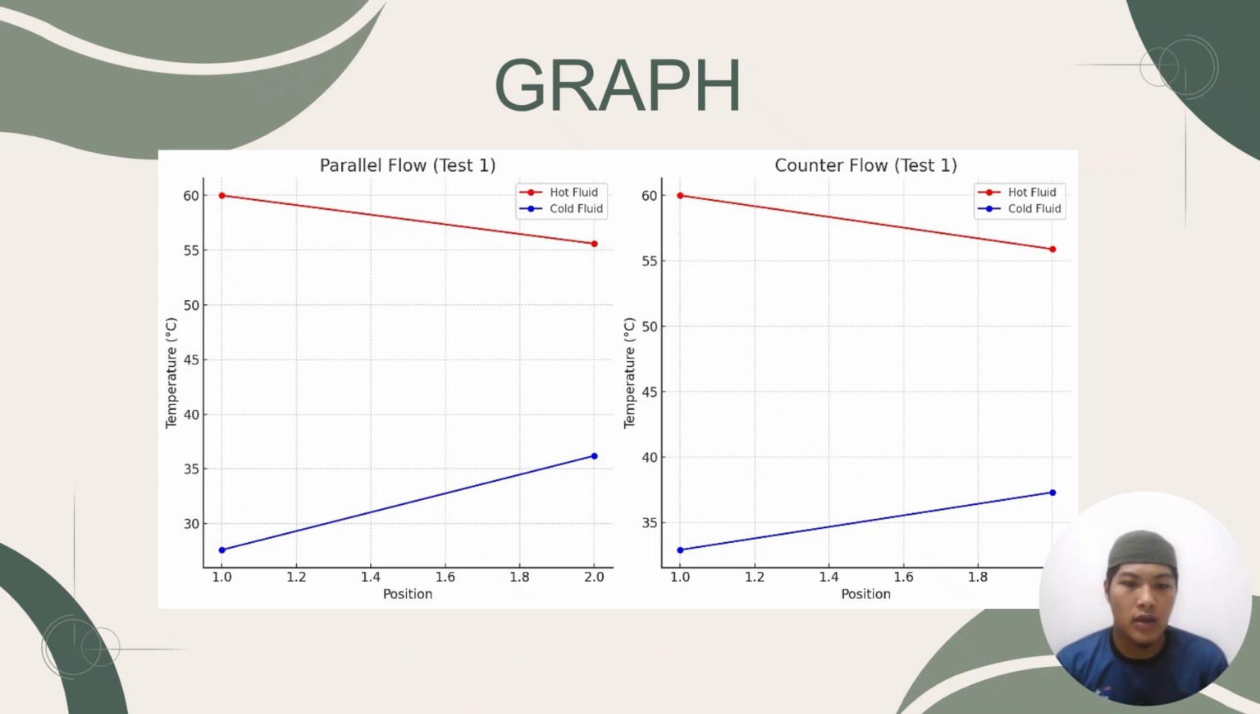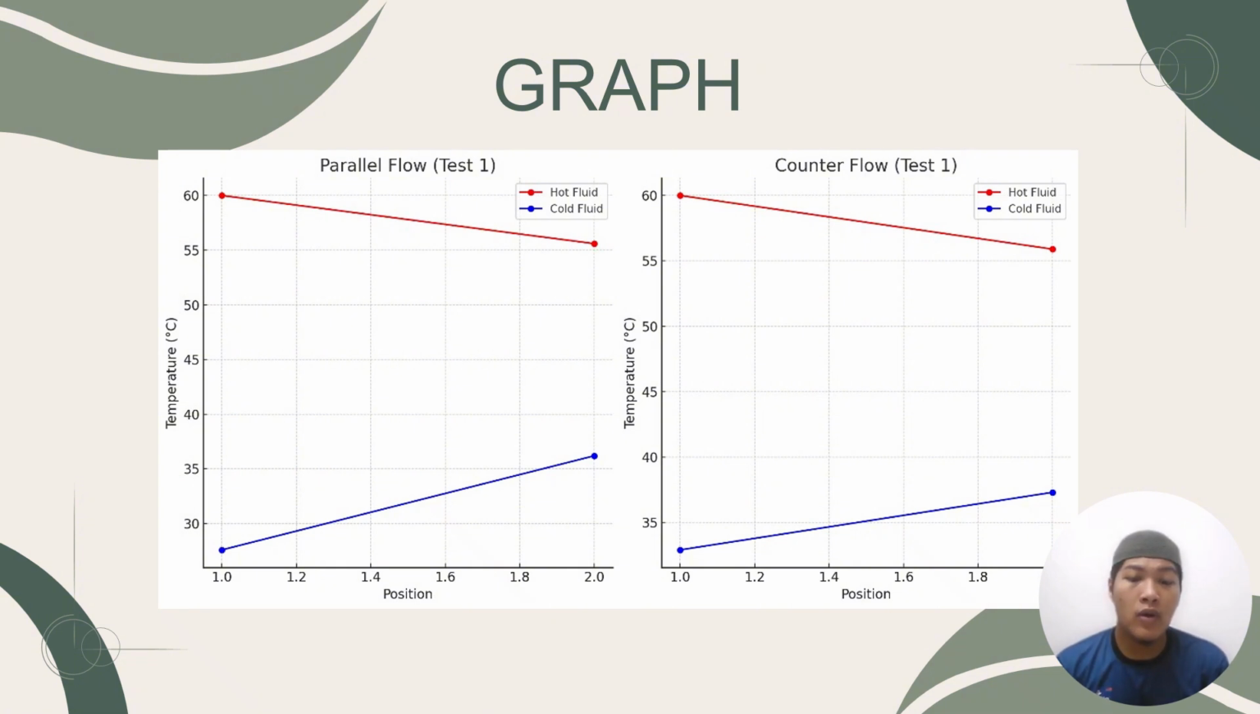Okay, this is our graph for the experiment. The y-axis is temperature and the x-axis is the position. The two graphs look the same but show different data from the experiment. The graphs show how hot and cool fluids change temperature in parallel and counter flow heat exchangers.